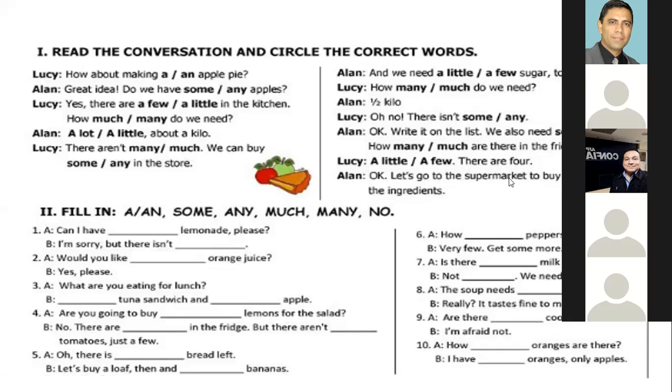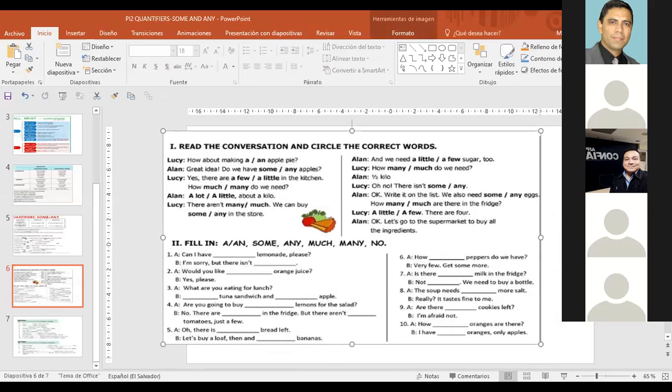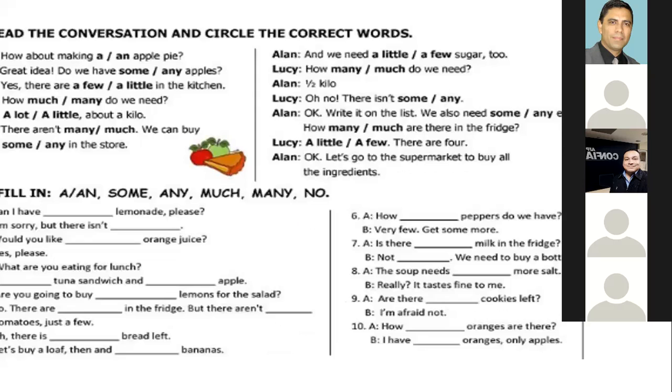Now we have the second conversation between Alan and Lucy, the second part. Let's see. Okay, very good. And it says, and we need a little or a few sugar too? A little. Okay, very good. Uncountable. How many or how much do we need?